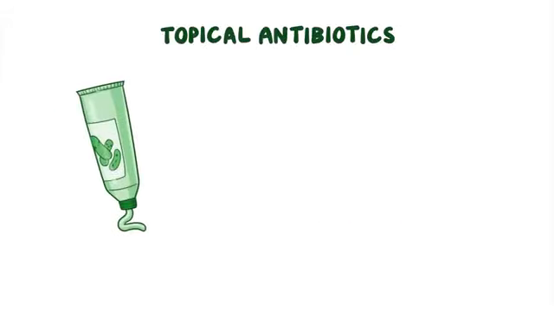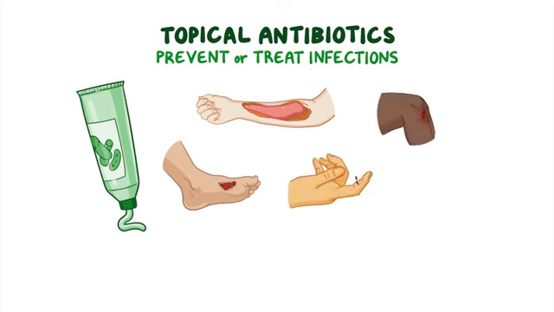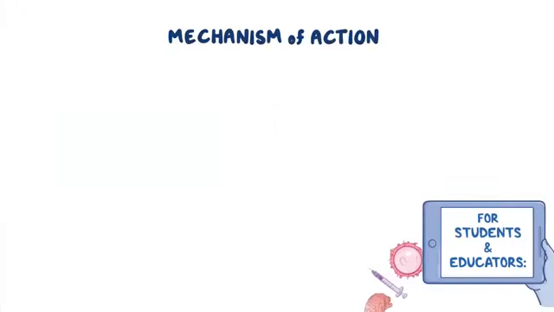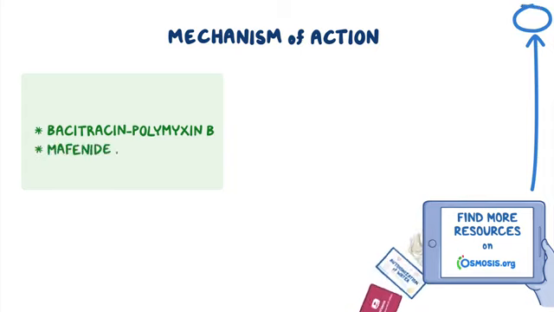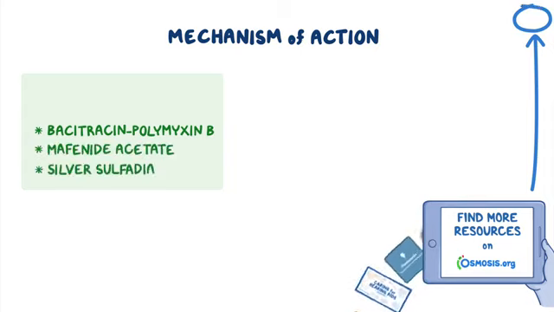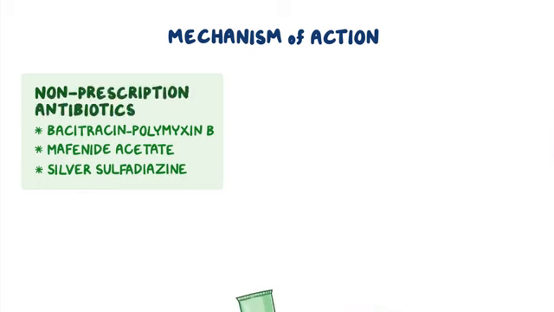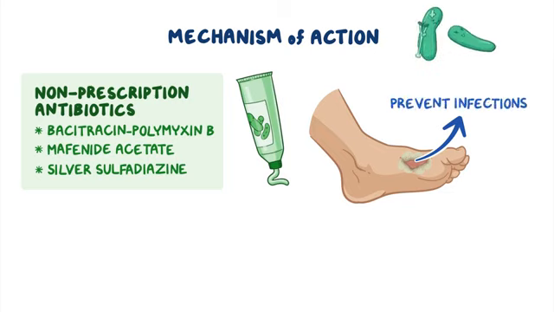Topical antibiotics are medications used to prevent or treat infections in damaged skin, including burns, wounds, cuts, or scrapes, as well as surgical incisions. Some of the most commonly used topical antibiotics include bacitracin and polymyxin B, as well as mafenide acetate and sulfur-sulfadiazine. These are non-prescription antibiotics that are applied locally in the form of an ointment. Once applied, they prevent infections by interfering with bacterial growth and proliferation.